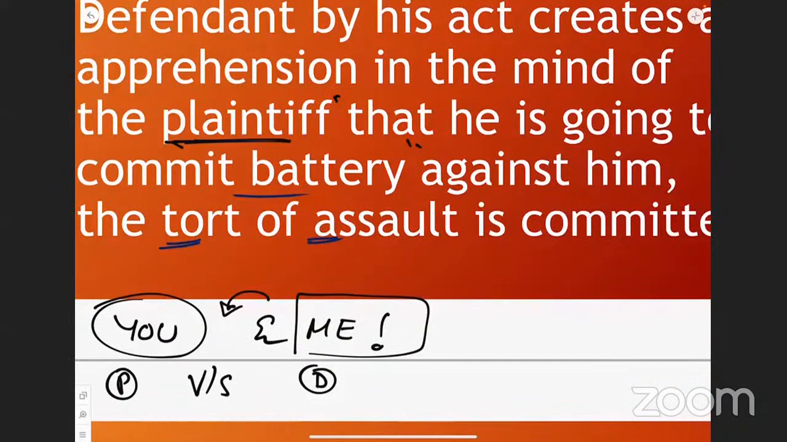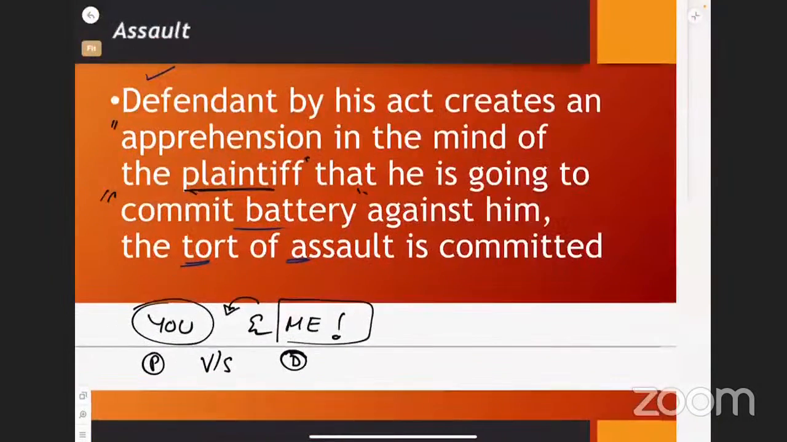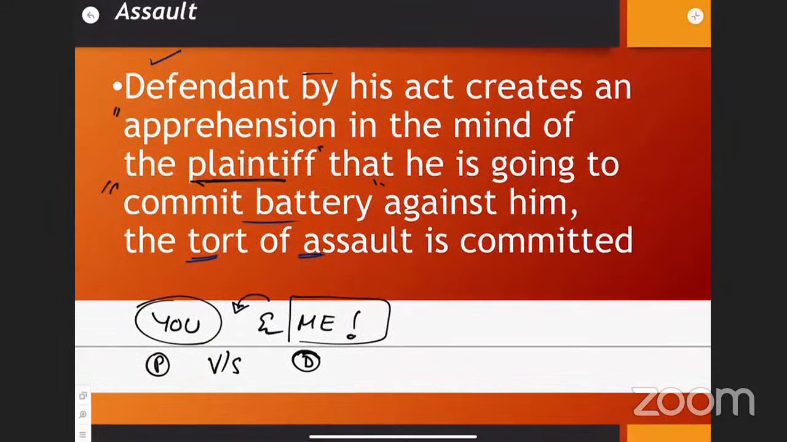So plaintiff is the person who files the case. The person against whom the case is filed is the defendant. So when the defendant, by his act, creates an apprehension in the mind of the plaintiff that he is going to commit battery against him, the tort of assault is committed.